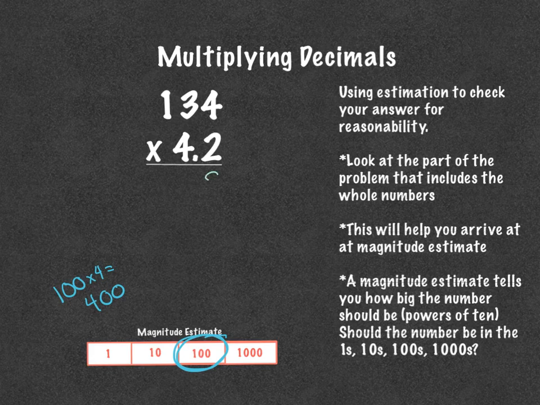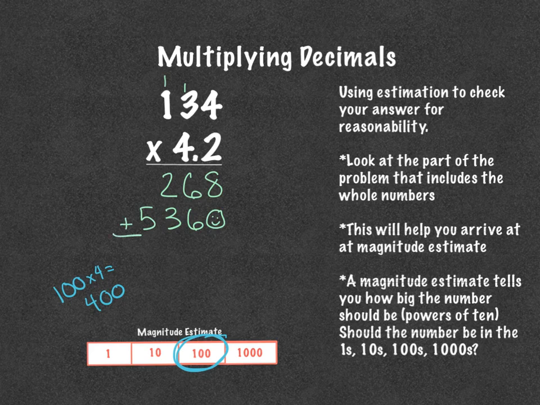Okay, 4 times 2 is 8. 2 times 3 is 6. 2 times 1 is 2. Magic 0. 4 times 4 is 16. 4 times 3 is 12, plus 1 is 13. 4 times 1 is 4, plus 1 is 5. Multiplication makes us mad. So we add this up, 8, 12, 6, and 5.